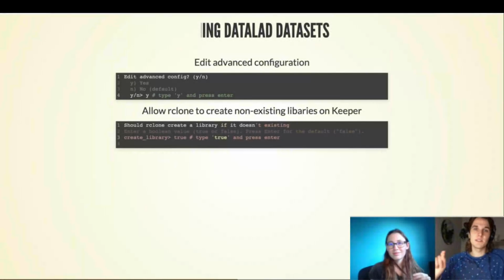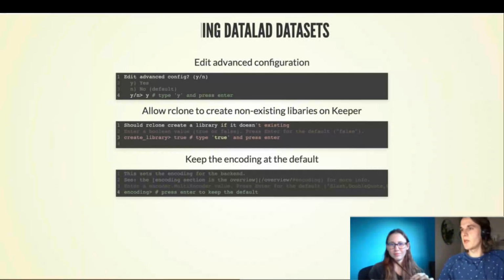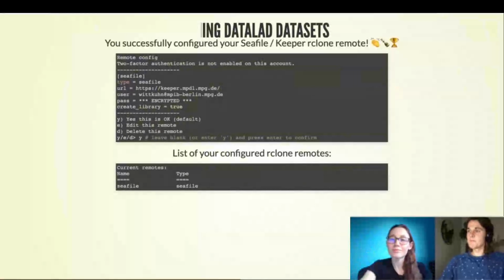So here, when you set this option to true, then if you push data to Seafile via this rclone configuration, rclone will automatically create the corresponding folder on Keeper for you, which then means that you can reuse the same configuration for a different repository, and rclone will then create a new folder on Keeper for this other project. Then there's one last bit about the encoding, which we can just keep at the default value and not worry so much about it. And we're done.